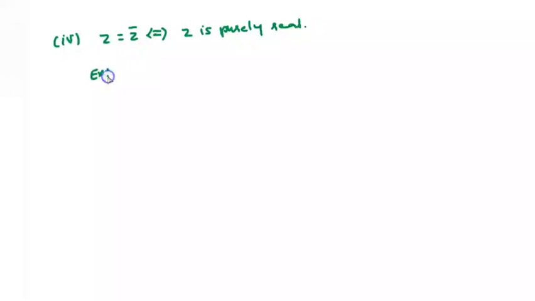Here is one more example we can take. Suppose z = 2, which is equal to 2 + 0i, and therefore z bar will be 2 - 0i, which is equal to 2 only, which is equal to z. So we have proved that z is equal to z bar.